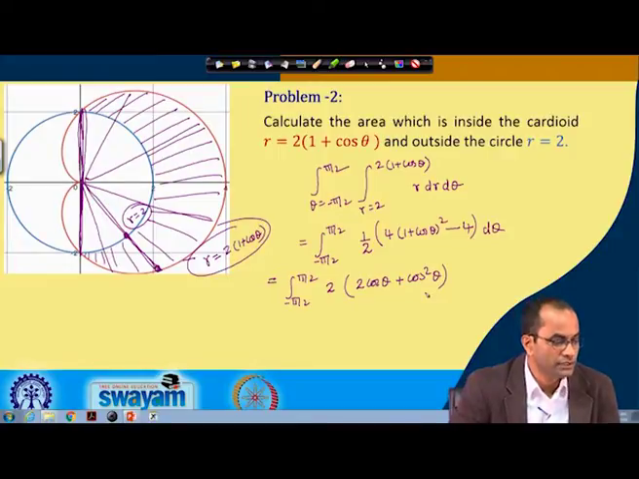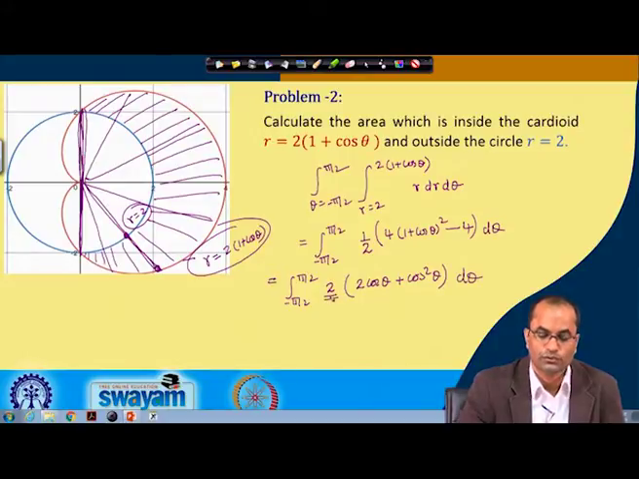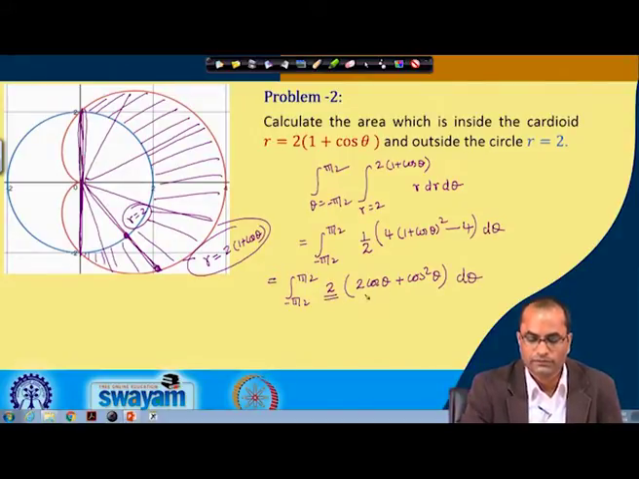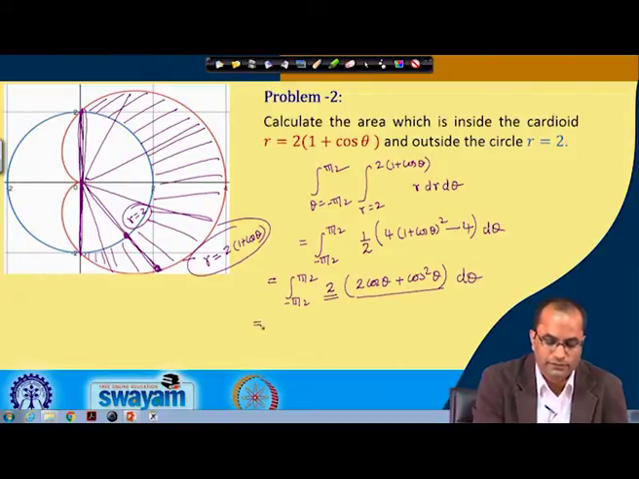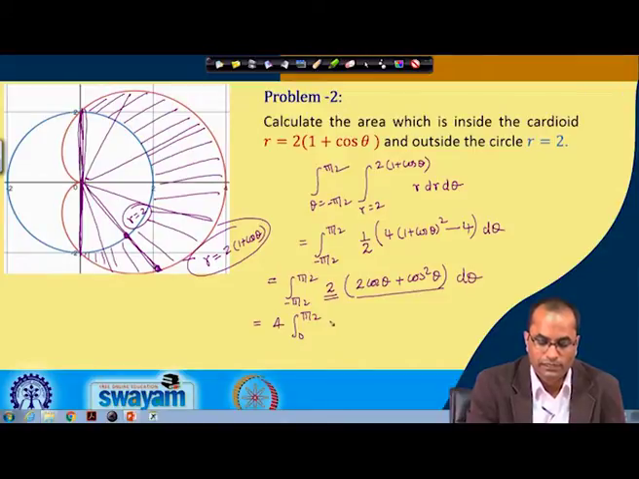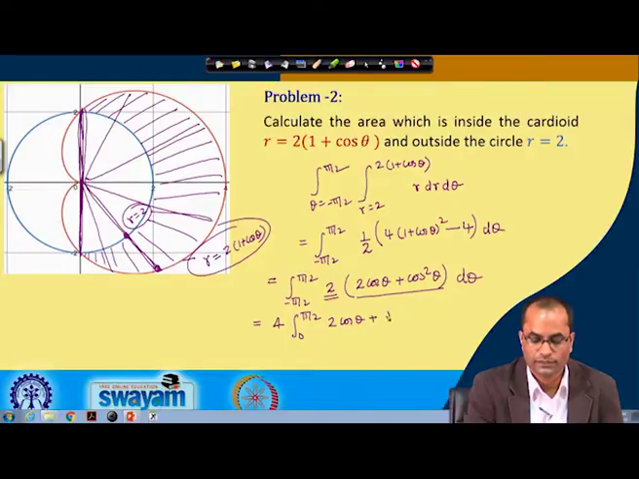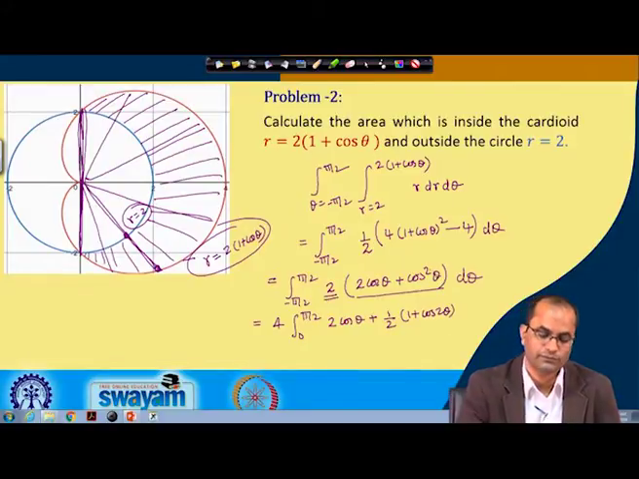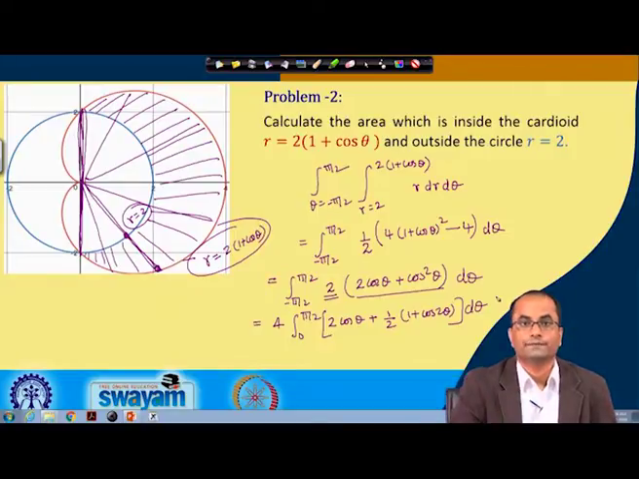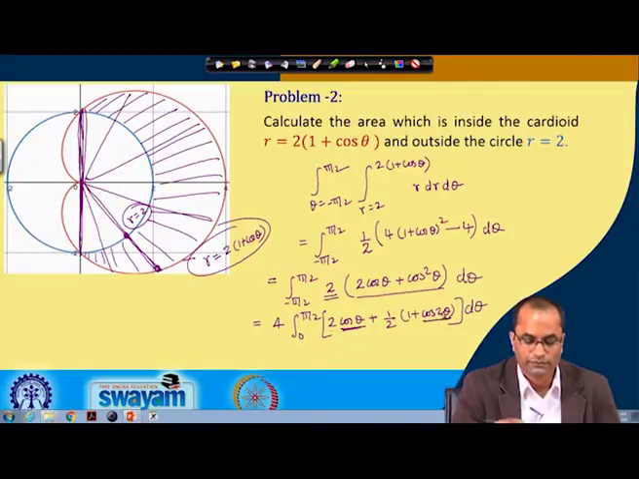So, we have 2 cos theta and cos square theta and d theta, multiplied by this factor 2. Here the integrand is even. In fact, this integral will be 4 times the integral from 0 to pi by 2 of 2 cos theta, and this cos square theta we can also convert into cos 2 theta form. So, 1 plus cos 2 theta, and then we have d theta there. Which we can integrate easily. So, we have the sine term here, and here also we will have the sine term.